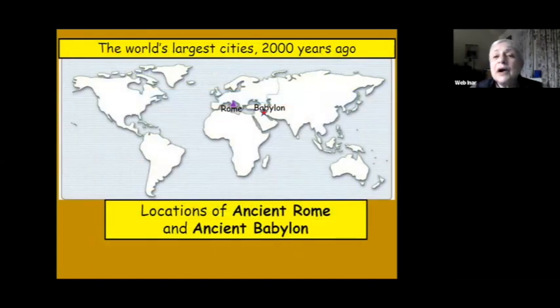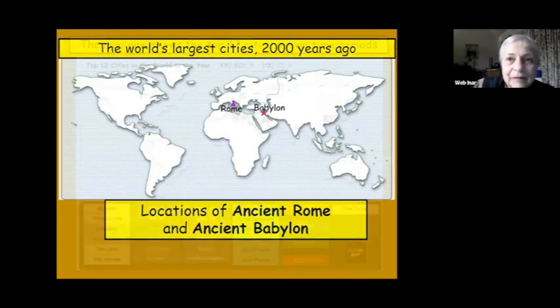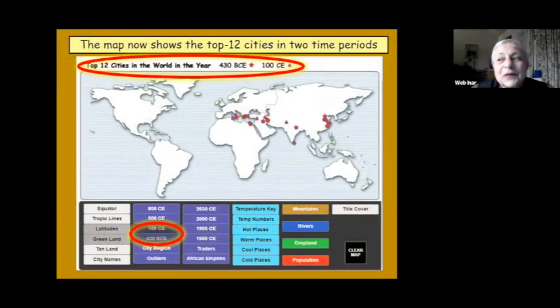They're not so far apart, Rome and Babylon, although they're about 400, 500 years apart in time. In place, they're kind of close to each other. What you see on this slide is if I turn on two of the layers in this clickable map about ancient cities. There's a layer about the top 12 cities in the year 100, and there's a layer about the top 12 cities in 430 BC.